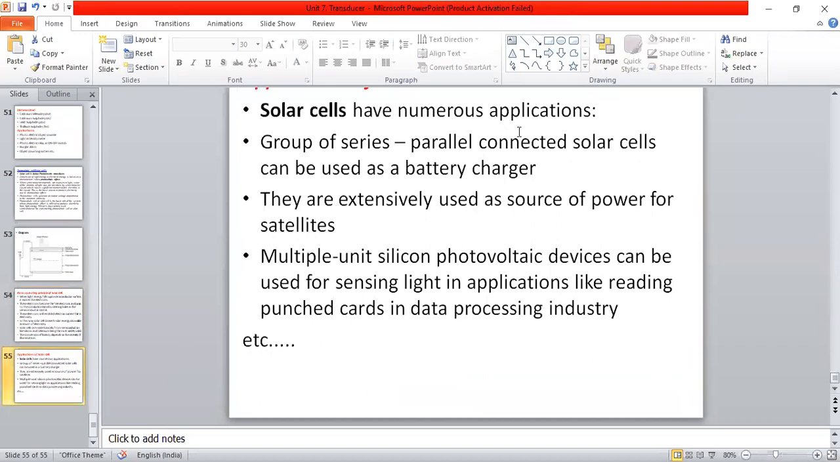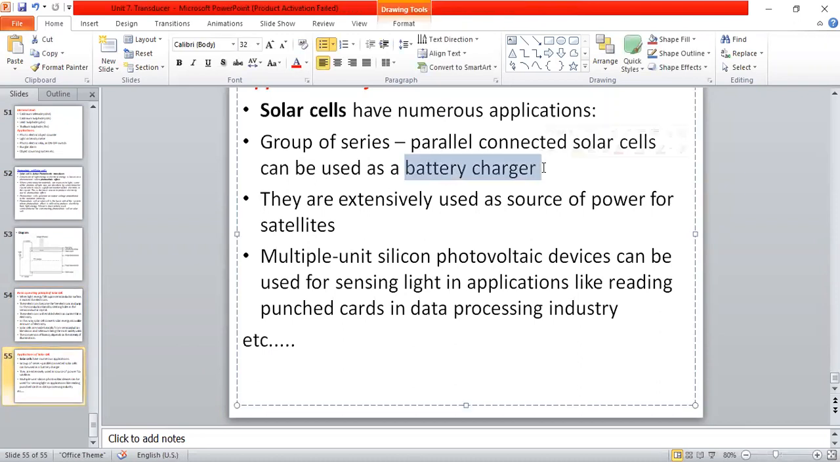Solar cells have numerous applications. A group of series or parallel connected solar cells can be used as a battery charger. In the daytime we charge the battery and keep it, and at night we can use it. Why? Because at night there is no sunlight, but in the daytime a lot of sunlight is available. We can store the energy generated by the solar cell in the battery and use it at night.